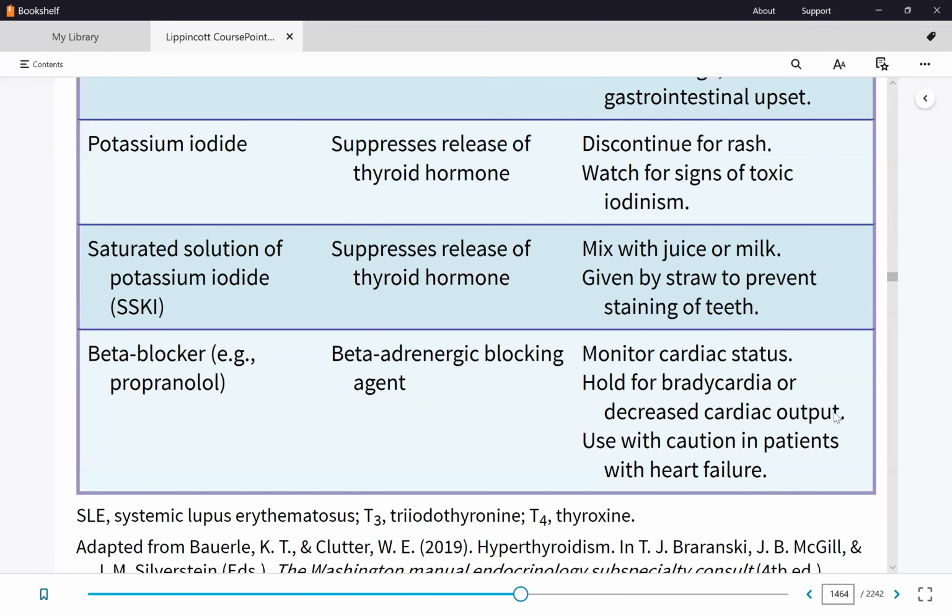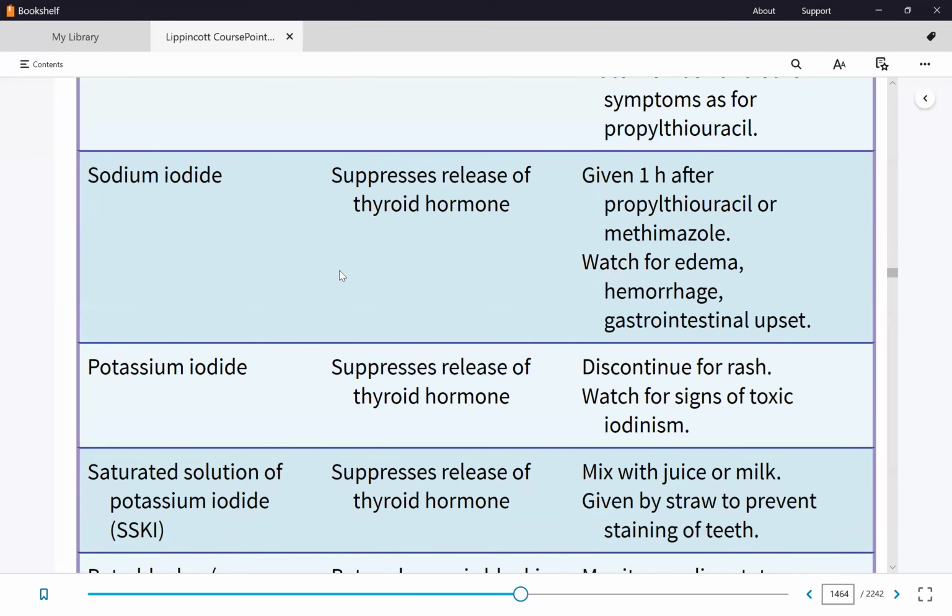Now the three iodine you see here, the iodine solutions, we have the iodine solution mentioned under thyroid storm earlier come in three forms. It's either sodium iodide, potassium iodide, or saturated solution of potassium iodide, SSKI. All of them are iodine preparations. And what did you learn in pharmacology when you give any iodine preparations? How should you give it?